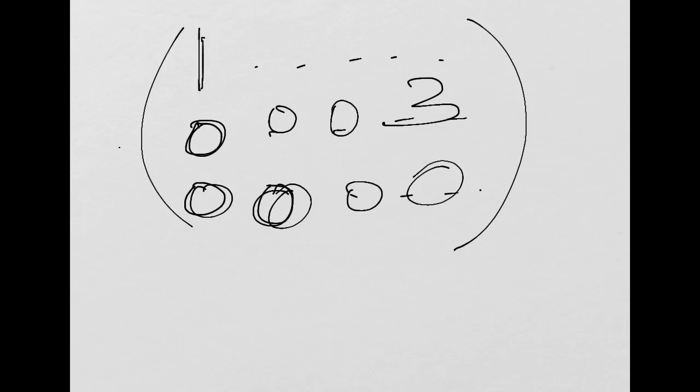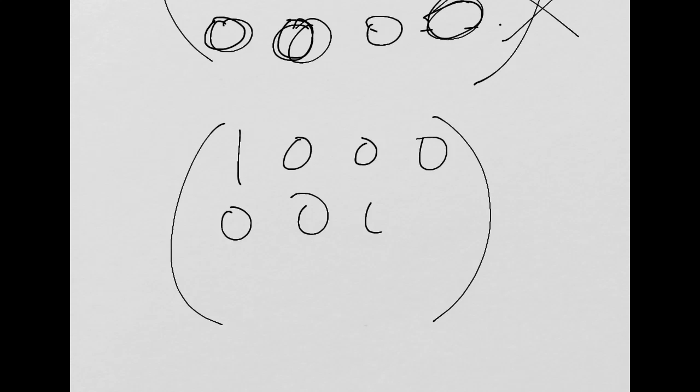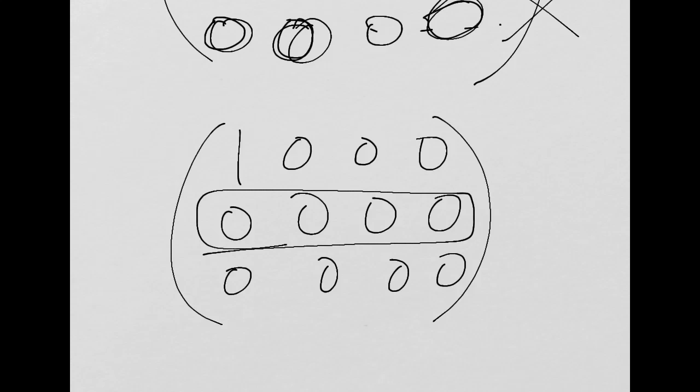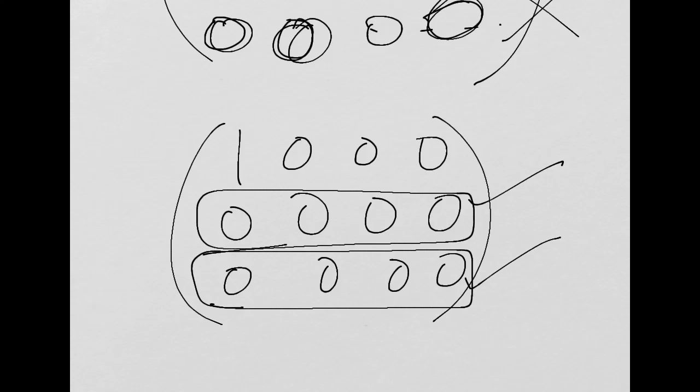If it is 0 0 0 3 and 0 0 0 6, no, it is not allowed. Even this is not echelon form, not allowed. Okay, if I have 1 0 0 0 0 0 0 0 0 0 0 0, allowed? Allowed. Why? Because there is no non-zero element occurring at all. Here also, so this case is allowed. Here also 4 zeros, here also 4 zeros, allowed in this case.